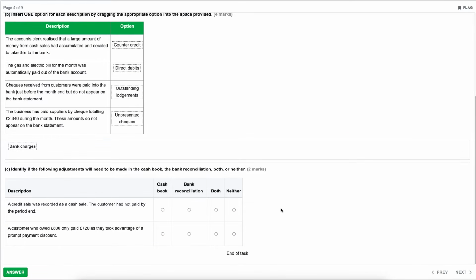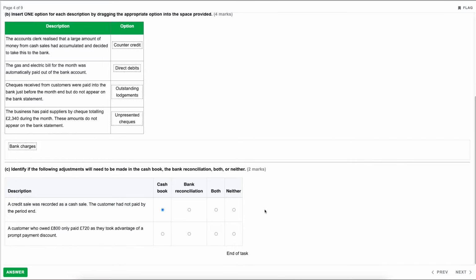So Part C states identify if the following adjustments will need to be made in the cash book, the bank reconciliation, both, or neither. 2 marks, so 1 mark for each. So a credit sale was recorded as a cash sale. The customer had not paid by the period end. So this first one would affect the cash book.